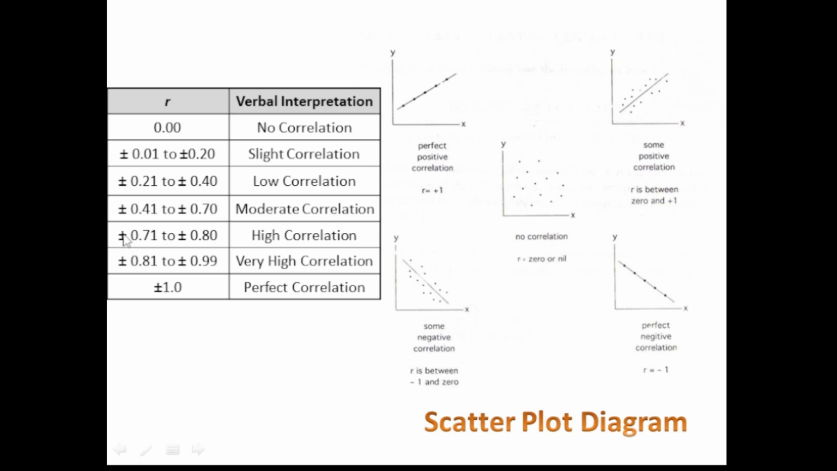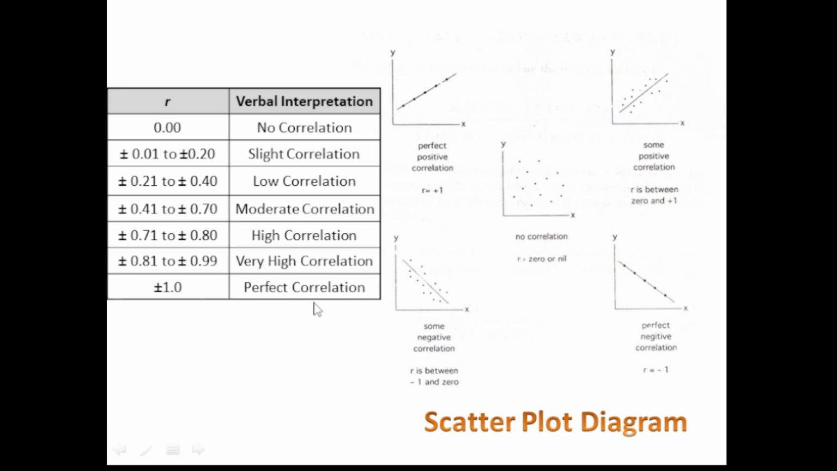Kapag positive negative 0.71 hanggang positive negative 0.8, high correlation. Kapag positive negative 0.81 hanggang positive negative 0.99, very high correlation po sila. At kapag positive negative 1.0 or 1, perfectly correlated sila sa isa't isa.